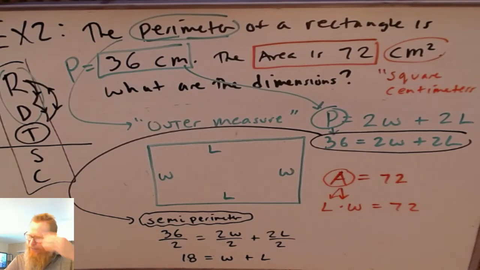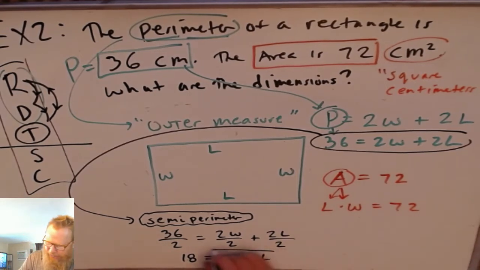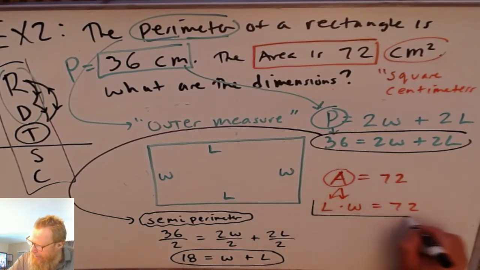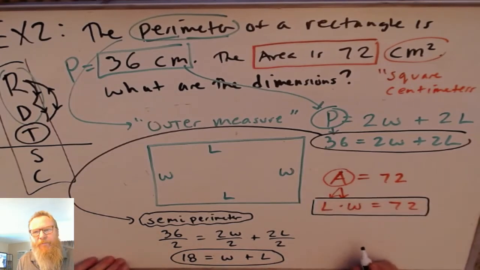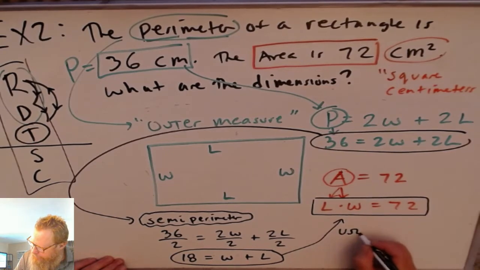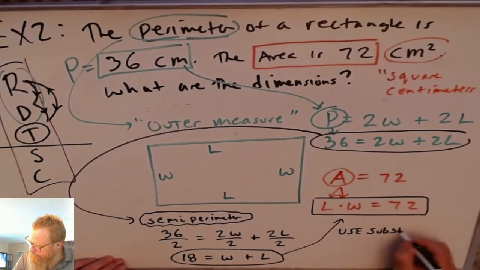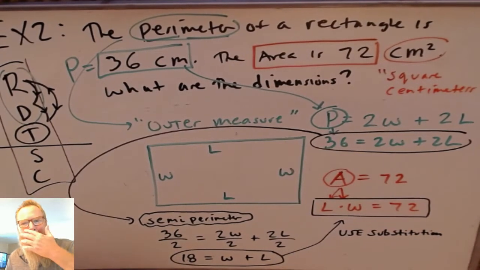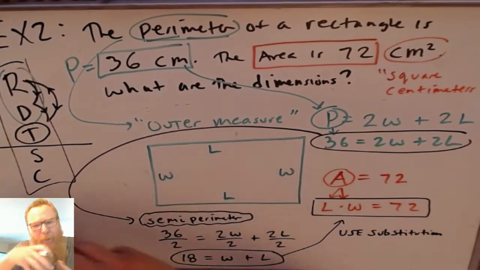And now watch how I do this. I'm very, very particular about how I do this. I'm going to solve this equation, 18 equals W plus L, and I'm going to plug it into this equation. This is sometimes called substitution. You probably learned this method in beginning algebra. It's where you take one equation and put it inside of the other.